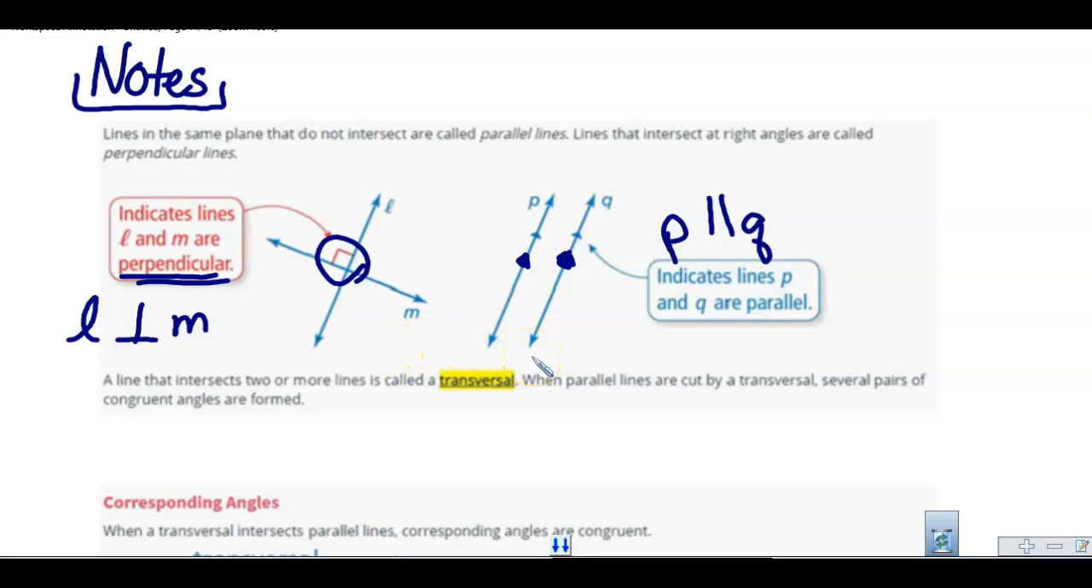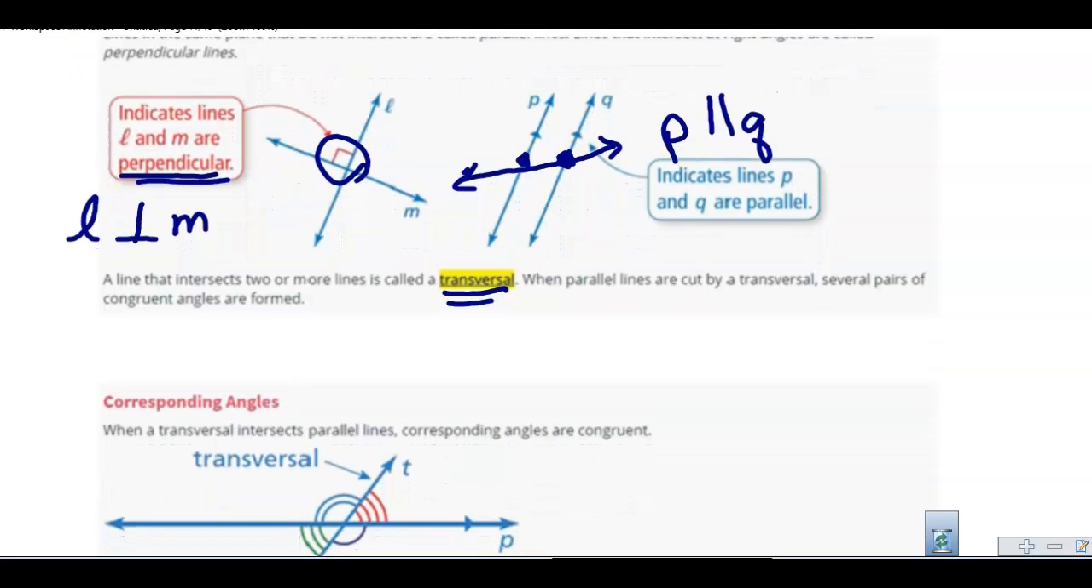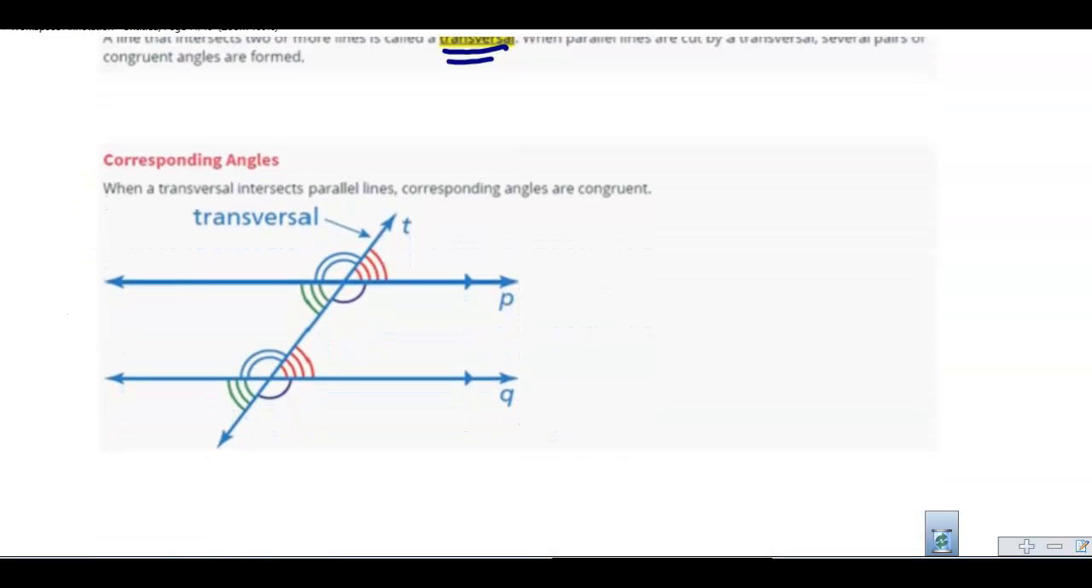When we have a line that cuts or intersects parallel lines, like so, I know it's not exactly straight, but this is what we call a transversal. And that is what this lesson today is about. When that happens, we have several different pairs of congruent angles that are formed. First, let's talk about corresponding angles. An angle is corresponding when it's at the same location but a different intersection. Same location, different intersection.